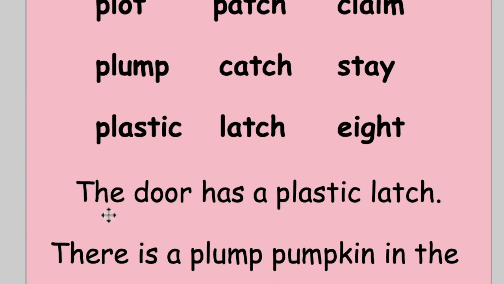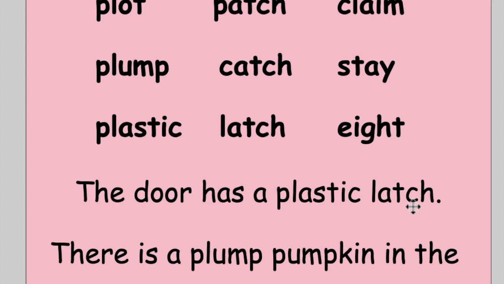Easy, we know this one. It's a popcorn word. The. Okay, I want you to think about this word. Door. Has. A. Think about this word. We've already read it. Plastic. Think about this one. We've already read it as well. Latch. The door has a plastic latch.